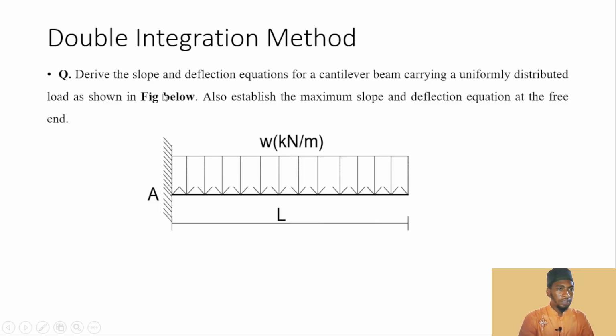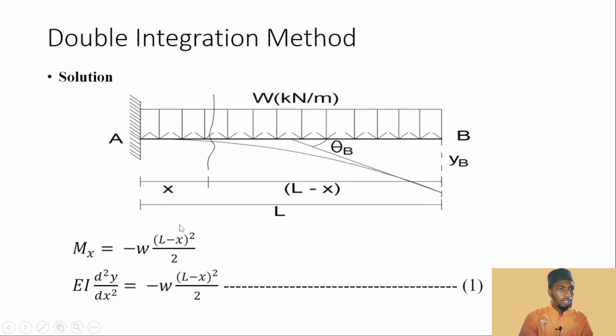The question says: derive the slope and deflection equation for a cantilever beam carrying a uniformly distributed load as shown in the figure below. Also establish the maximum slope and deflection equation at the free end. So you derive the equations, then you establish the maximum slope and deflection. Let's look at the solution.